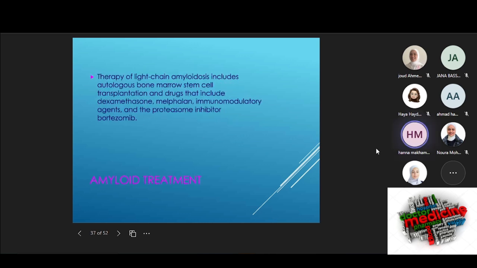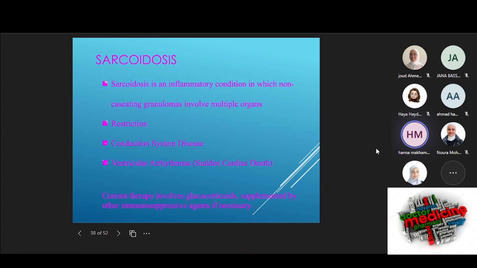Now, how to treat amyloid? Treatment of light chain amyloid includes autologous bone marrow stem cell transplant and drugs, including dexamethasone, melphalan, an immunomodulator agent, and a proteasome inhibitor. Now, particularly, this is used for the AL amyloid. And there are a couple of drugs that are FDA approved for ATTR amyloid recently with survival benefit. The AL amyloid, we'll see more slides.